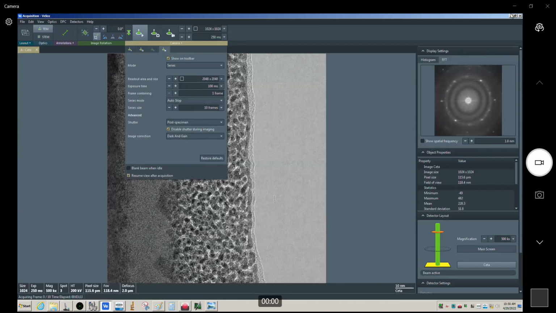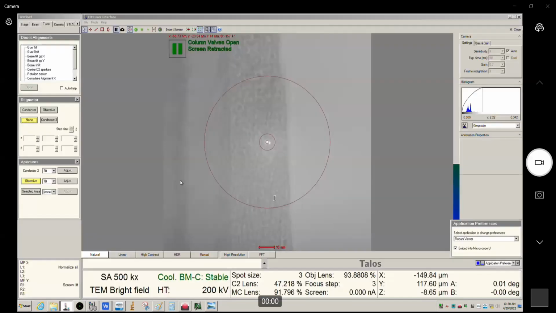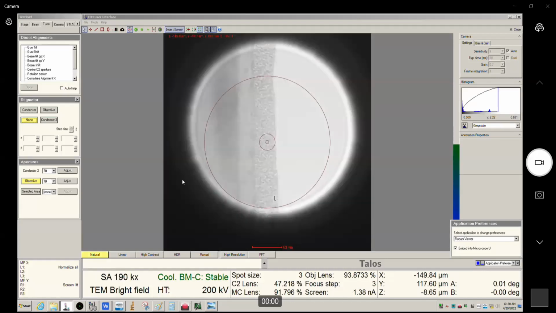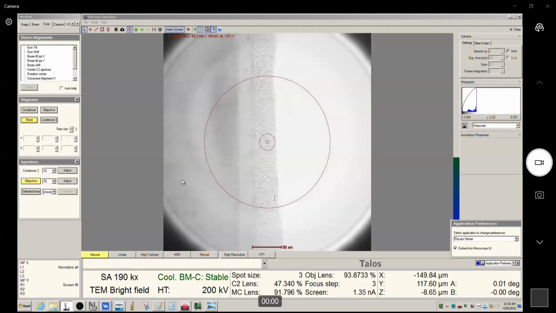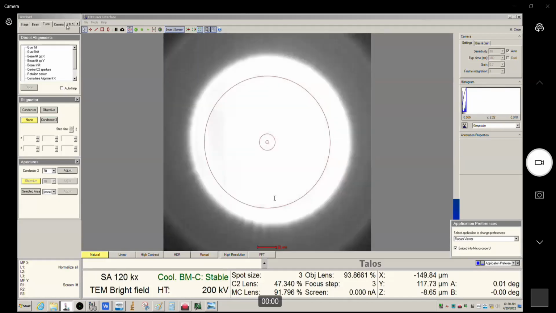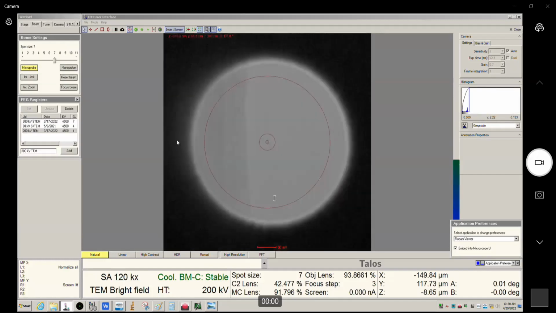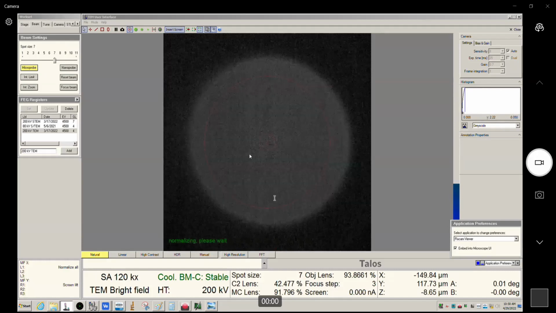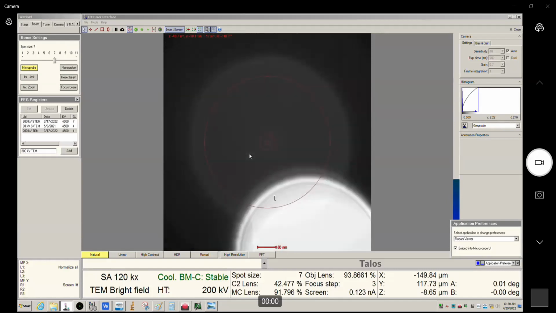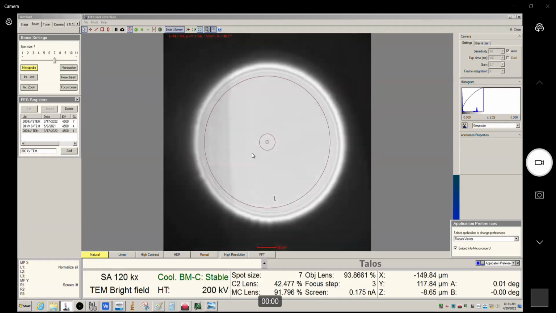Let's think about, for instance, right now I have a good amount of beam current, but let's say, so let me put the screen back in here. Let's say I'm working with a sample that is very beam sensitive, okay? So let's say I'm going to image it at spot size 7 instead of 3. So how much signal do we have? All right, so we've got only 170 picoamps of current now.